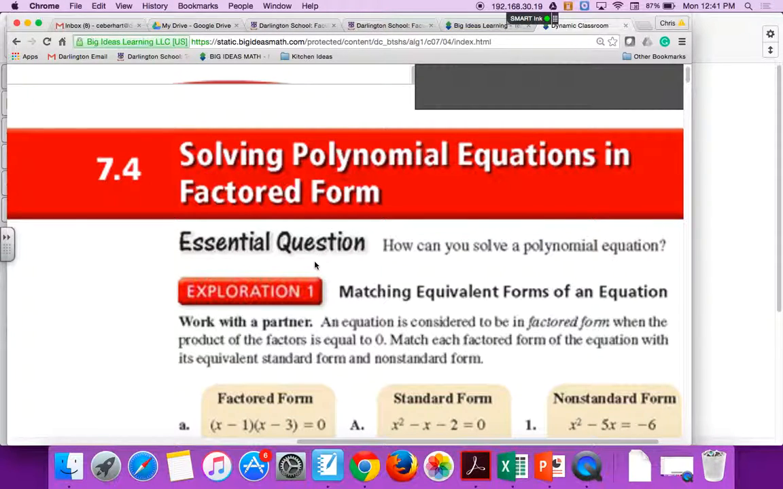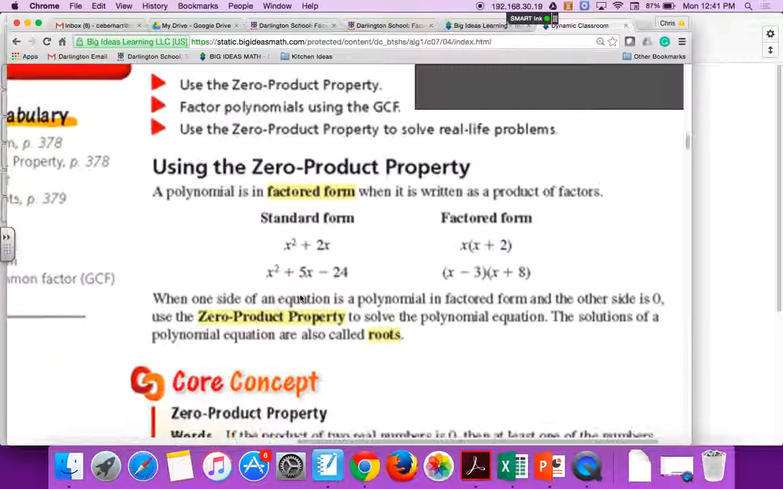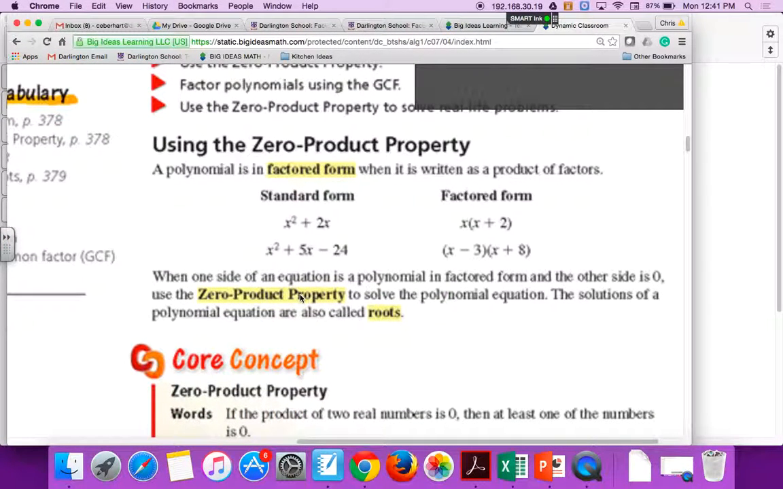All right, this whole next section is about solving polynomial equations in the factored form. The first thing we want to look at is our first little rule, and that is the zero product property. The zero product property is when one side of an equation is a polynomial in factored form, and the other side is equal to zero. This is called the zero product property.